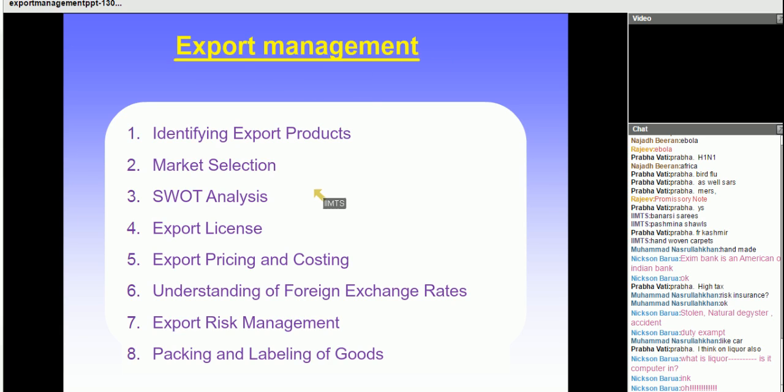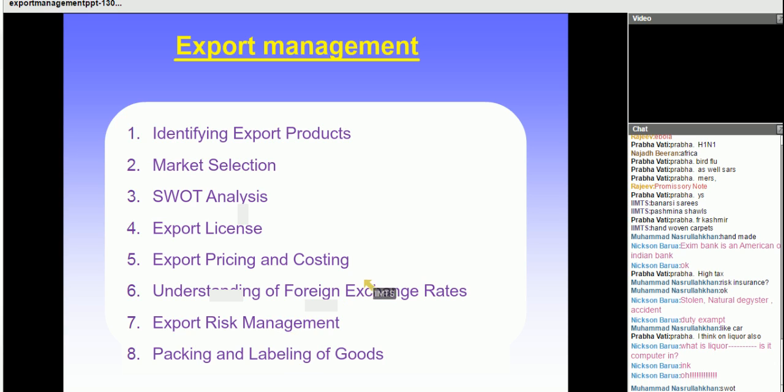Now export management, how it has to be done, there are different steps involved. First is identifying the export products, market selection, SWOT analysis, export license, export pricing and costing, understanding of foreign exchange rates, export risk management, packing and labeling of goods. These are the various steps involved.